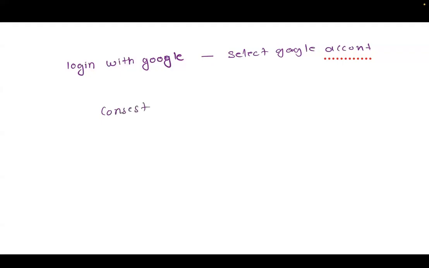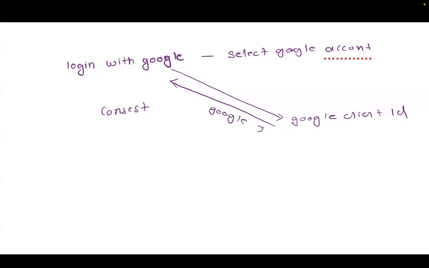So next is the consent screen. And if you agree to it and say continue, then what happens in the backend is you are sharing the Google client ID, and in return, Google will give you a Google JWT token. Okay. So we should also discuss what this Google client ID is. So let's visualize this with a block level diagram.